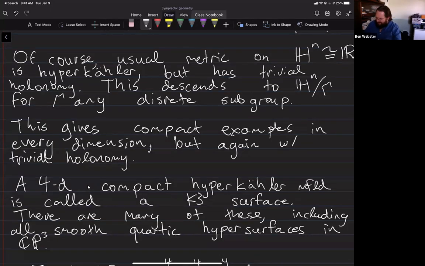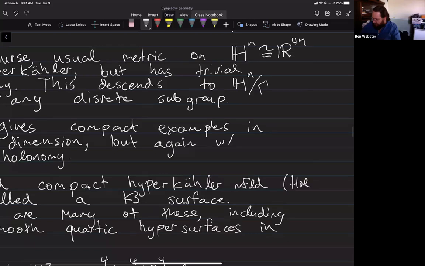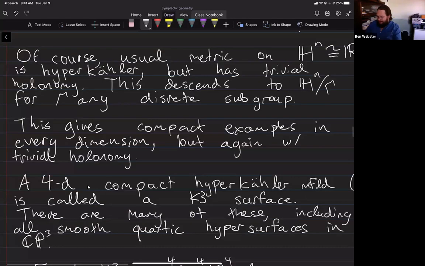This is one of these things that I can never quite decide whether it's a definition or a theorem. A compact 4D hyper-Kähler manifold, and here I'm requiring that the holonomy is the full group Sp(1), is what's called a K3 surface. And of course, there are some people who will give you a different definition of K3 surface, and then it's a theorem that they're hyper-Kähler manifolds. But it turns out that those are exactly all of the 4D hyper-Kähler manifolds which aren't constructed by modding out by a lattice in the quaternions.